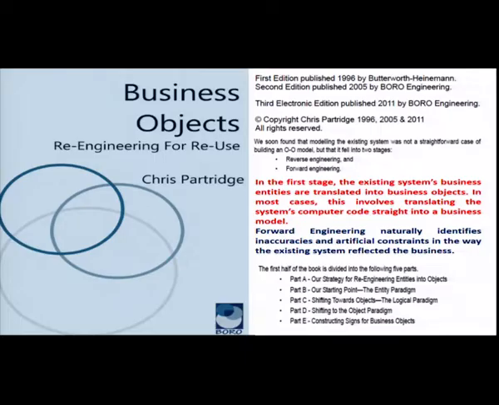Based on this, we created one more idea called business object re-engineering for reuse by Chris Partridge, Butterworth Heinemann, 2nd edition, copyright by Chris Partridge. 2011 was the most recent one. We soon found that modeling the existing system was not a straightforward case for building an OO model, but that it fell into two groups, reverse engineering and forward engineering. One of the ways in which we were identifying objects was the domain.